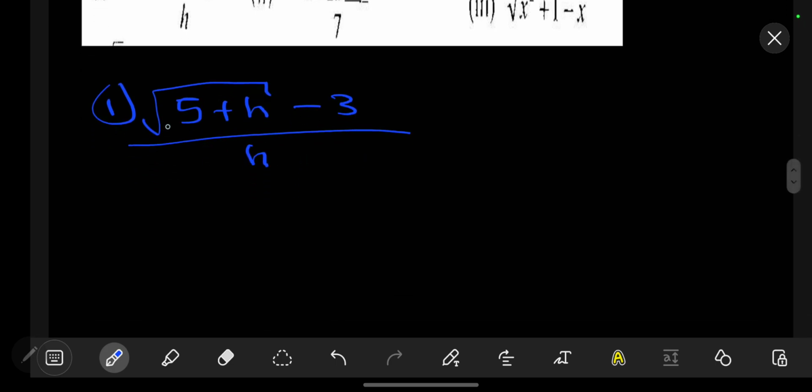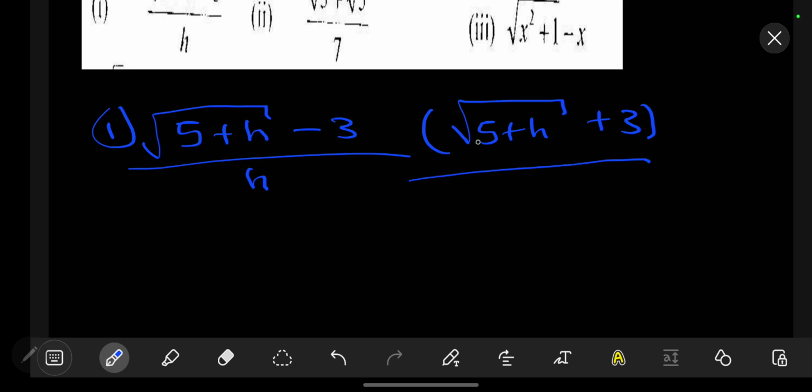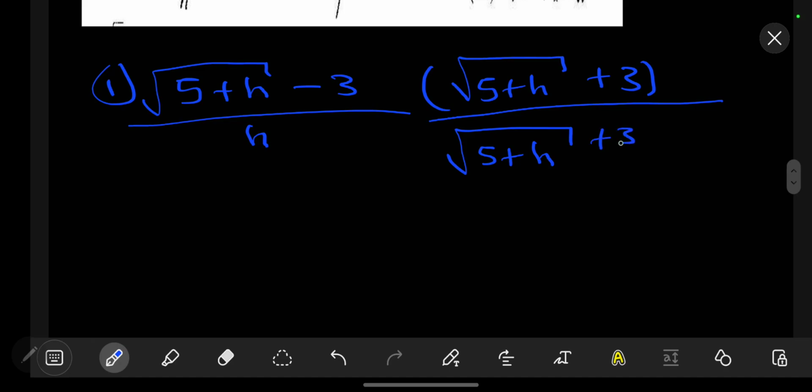So we are going to introduce the conjugate on top, which will be the square root of 5 plus h plus 3. Over, we have the same number; we are going to introduce it at the top or at the bottom. So we have the square root of 5 plus h like that, then we have plus 3. So this is what is being multiplied there, over h like that.